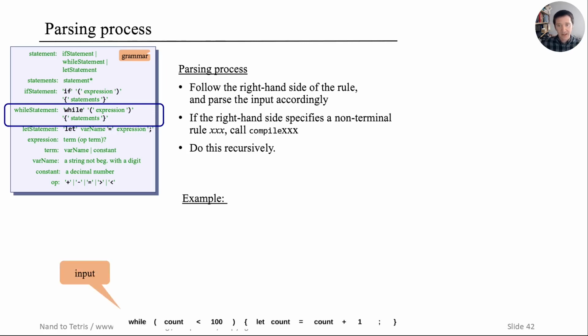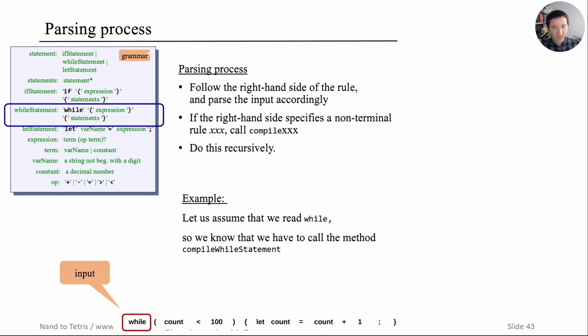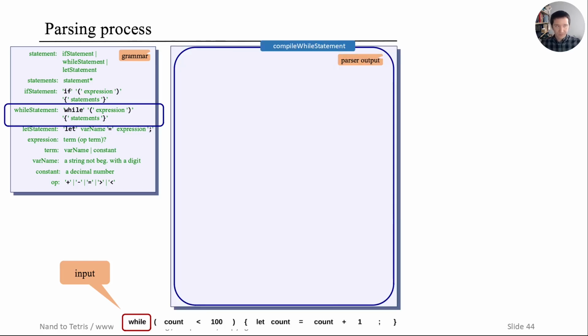So if we look at our example, the input is going to be a while loop. We have all the tokens we need. So let us assume that we are compiling this. We read while, so we know we need to call the compile while statement. So that method is being called. All right, so in compile while, here's what we do. The parser is first going to emit our XML tag to say that we are compiling a while statement. That's going to then include the keyword tag while.